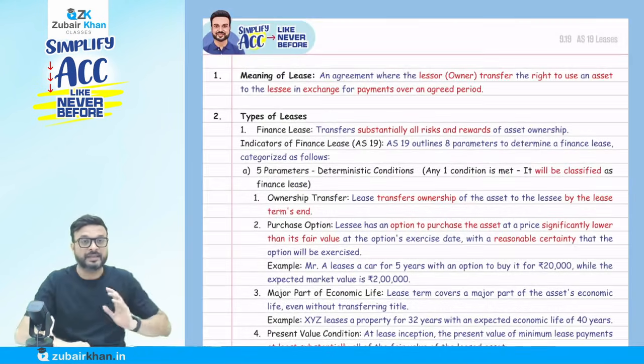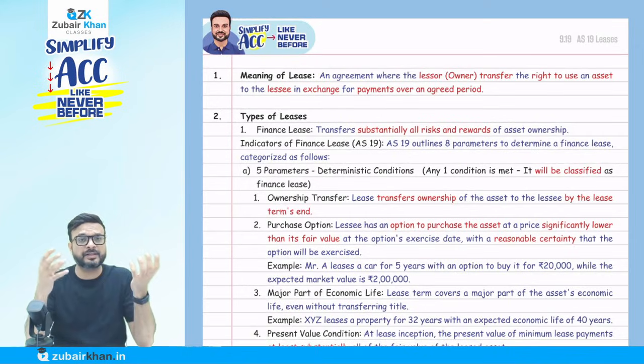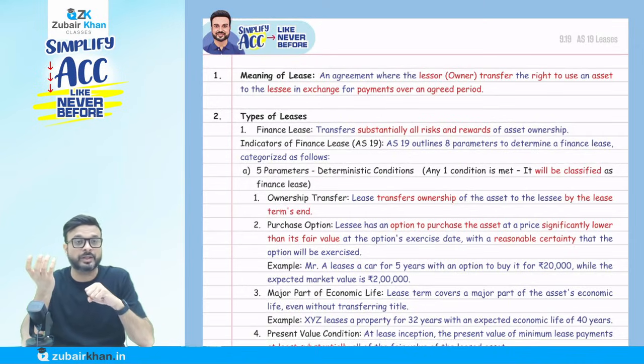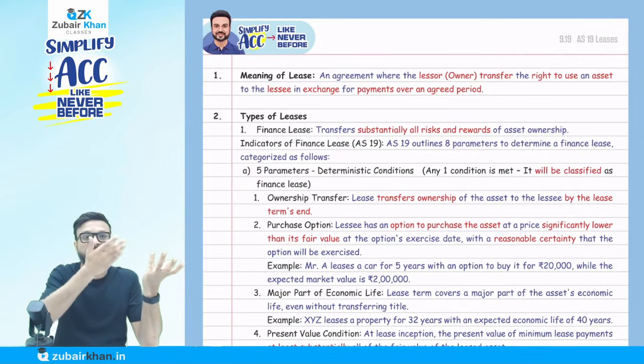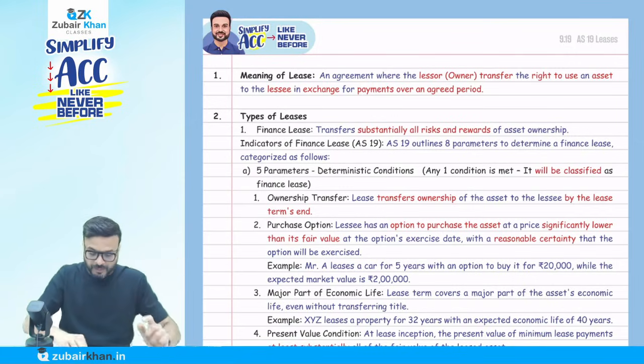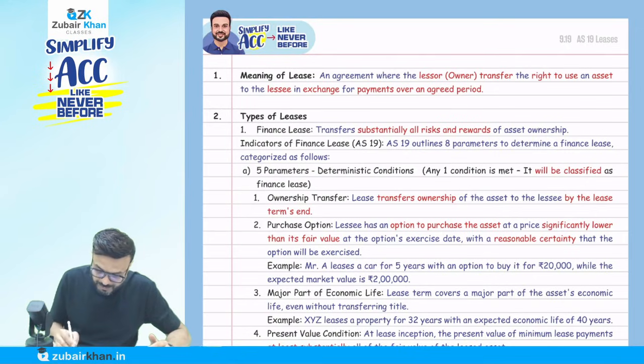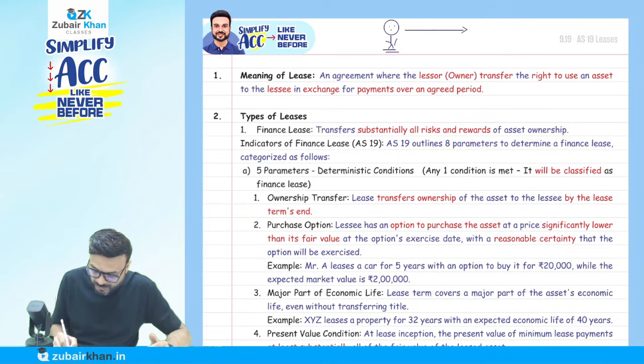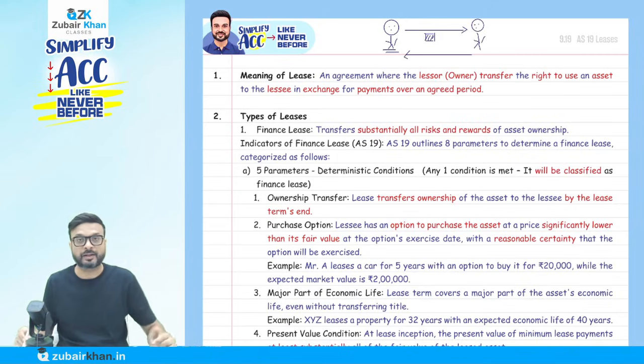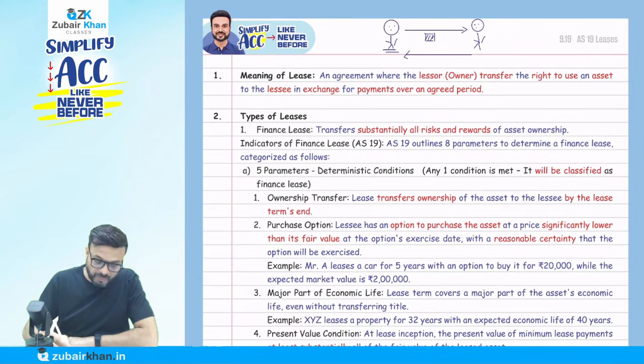What do you mean by the lease here? Lease basically means that one person is agreeing to give the right to use the asset to another person, and obviously in return he will get a certain amount from them. Suppose there is a person called Mr. A. Mr. A is giving his asset to another person to use, and for that he will get something in return. So what we call that is lease.